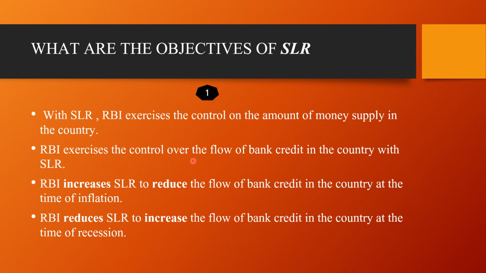RBI exercises control over the flow of bank credit in the country with SLR. As I just told you, RBI increases SLR to reduce the flow of bank credit in the country at the time of inflation. RBI reduces SLR to increase the flow of bank credit in the country at the time of recession. If it wants to reduce the flow of bank credit, it will increase SLR. And if it wants to increase the flow of bank credit, it will reduce SLR. So this portion takes place at the inflation time and this portion takes place at the recession time.